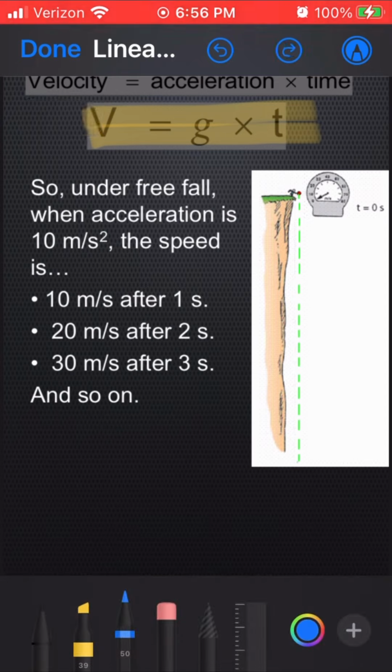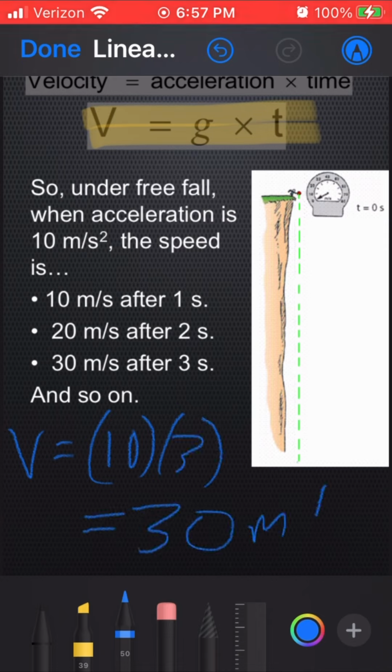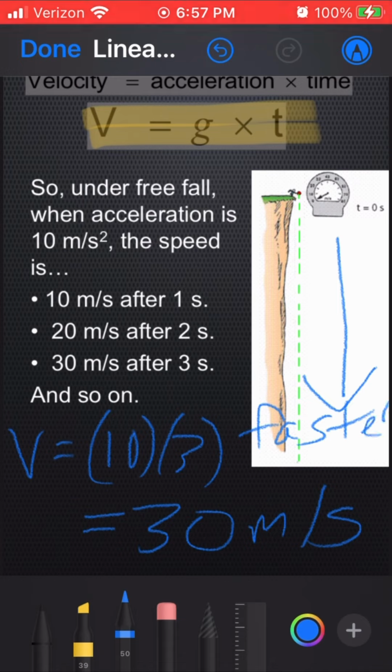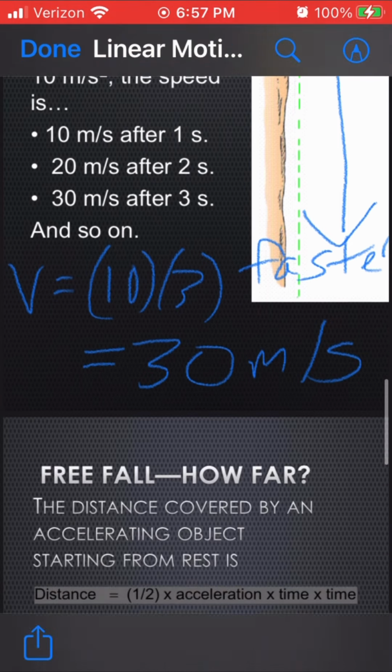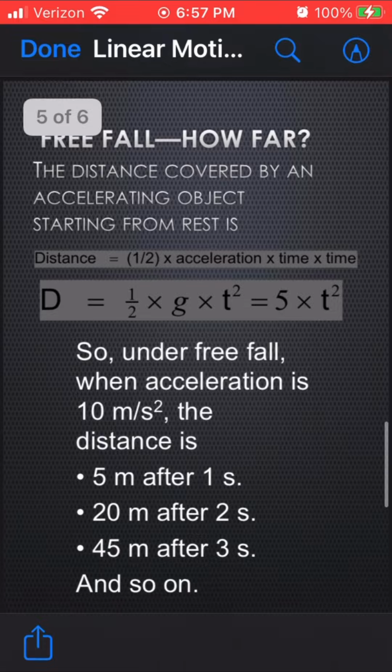So here's a couple of examples. After 1 second, you're going 10 meters per second. And after 2 seconds, you're going 20 meters per second. And after 3 seconds, you're going 30 meters per second. So if I multiply my time 3 by my little g 10, I get 30 meters per second. That's a downward velocity, and it's a downward acceleration. But it does get faster and faster the more we fall. Since little g is constantly 10 meters per second squared, the more time, the more velocity.